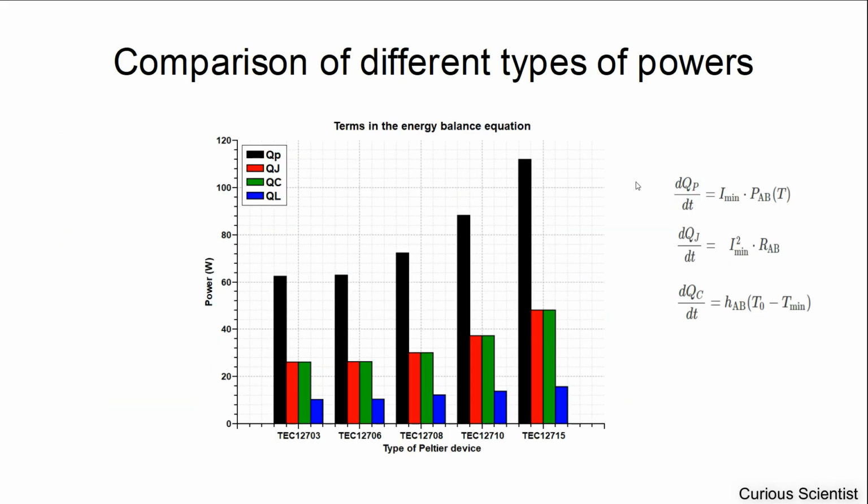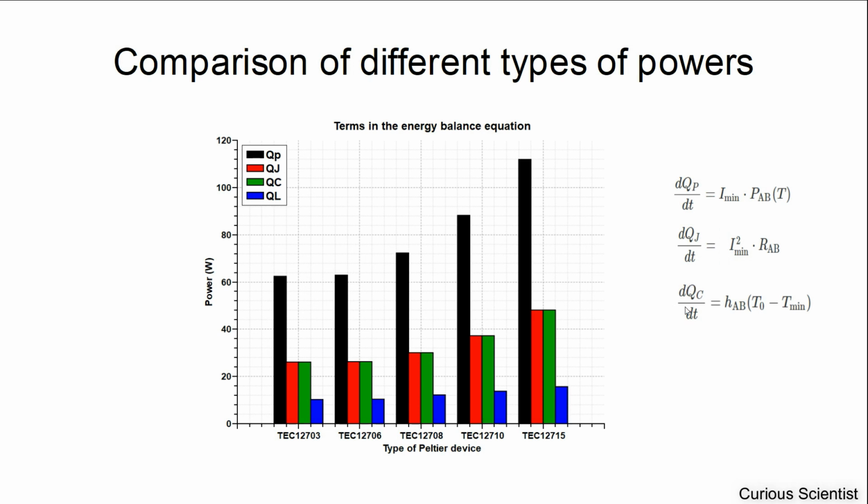So in these charts you can see the different types of powers or heats. What you can see is that, for example, if we increase the power of the unit, or if we choose a bigger unit, then the Peltier heat goes up. And of course, that's what we would expect. And then we can also see that the Joule heat is the same as the heat transferred from the hot side towards the cold side, which is an interesting thing, but I can explain why.